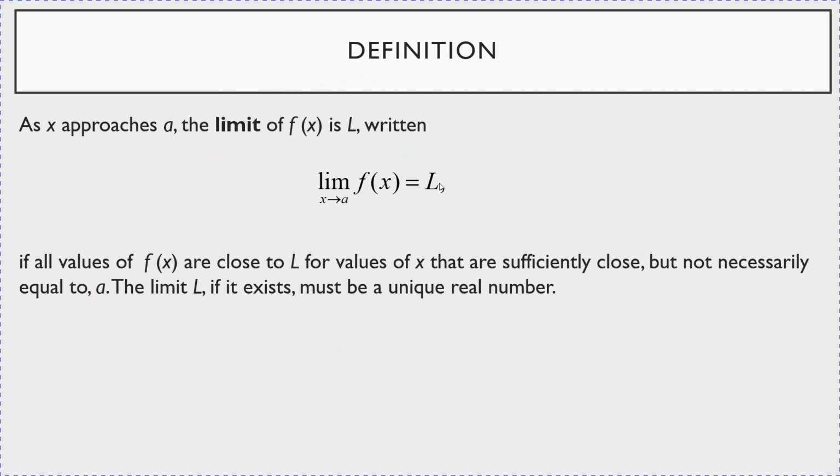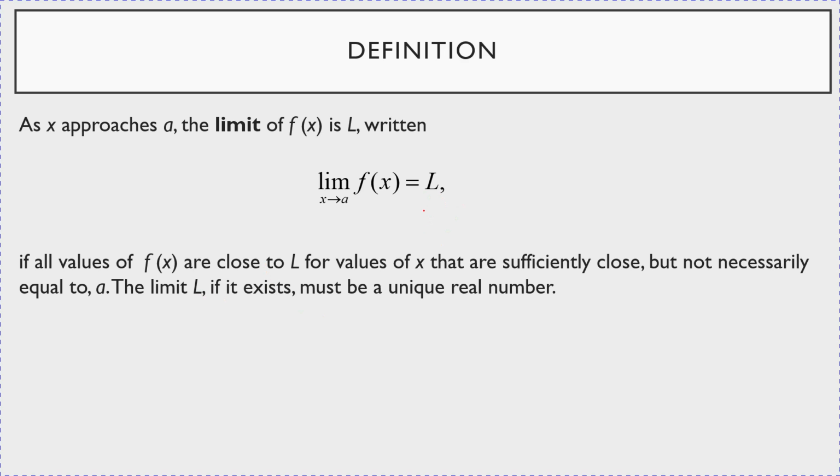So the formal definition of a limit, or how we'll write it in this class: as x approaches a, which could be any real number, the limit of f of x is equal to L. The limit as x goes to a of our function f of x is equal to some number L. The way this works, all values of f of x are close to L, for values of x that are sufficiently close but not necessarily equal to a. The limit L, if it exists, must be a unique real number.